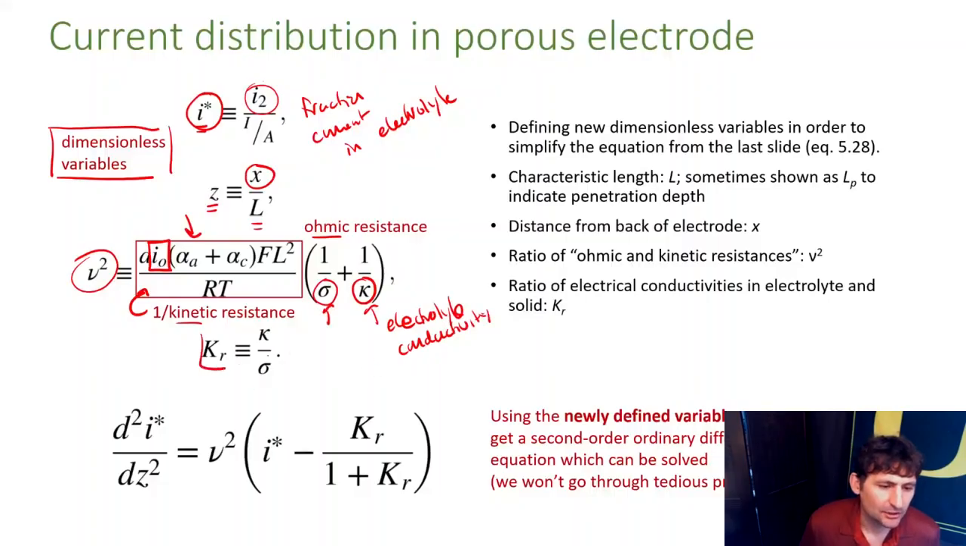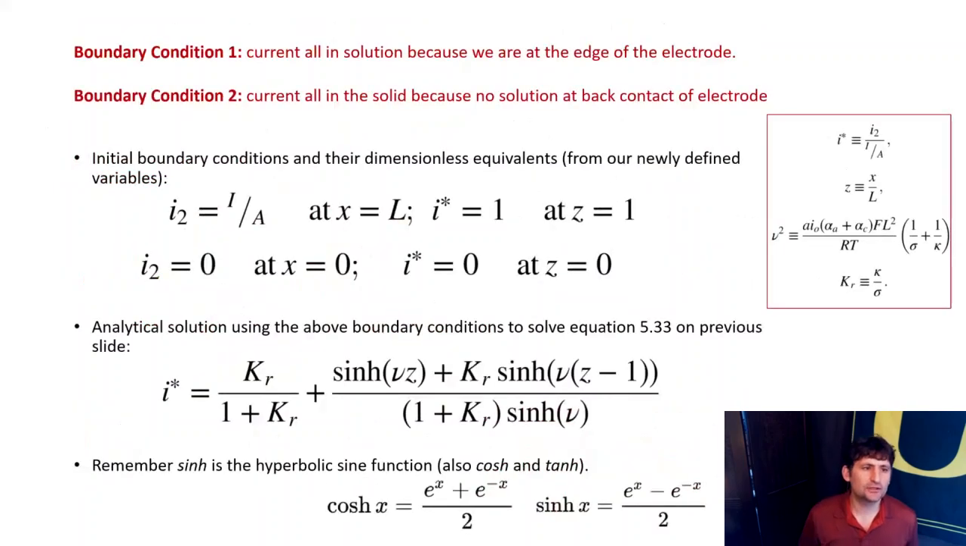And Kr, we're going to define as the ratio of those two conductivities. So I can rewrite this whole differential equation pretty simply. And so this is actually the differential equation we need to solve. So using our newly defined dimensionless variables, we get a second order ordinary differential equation, which can be solved. So what does the solution look like?